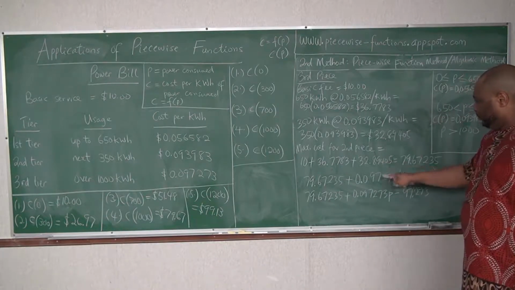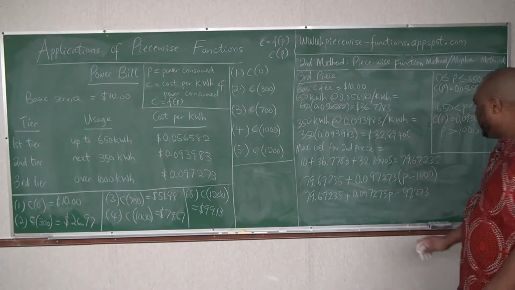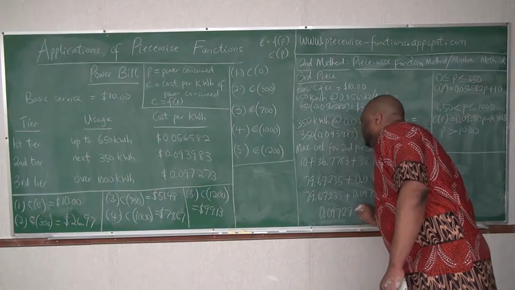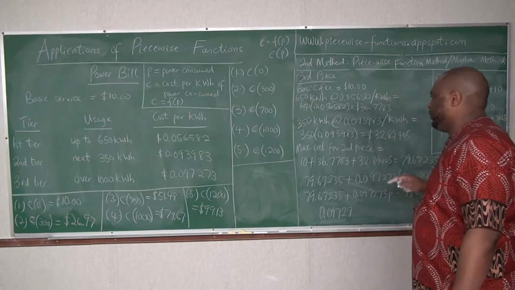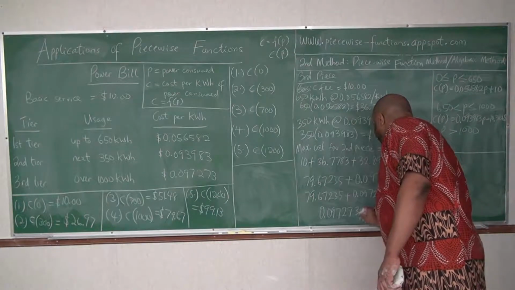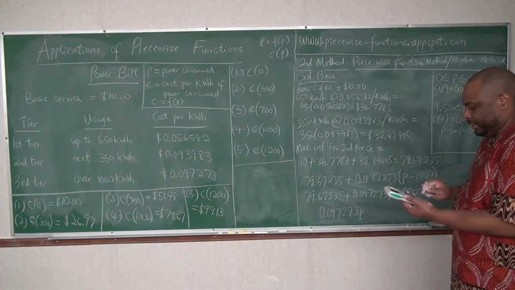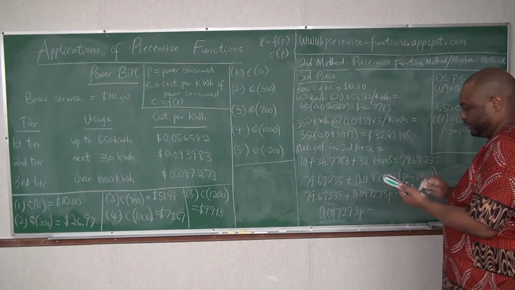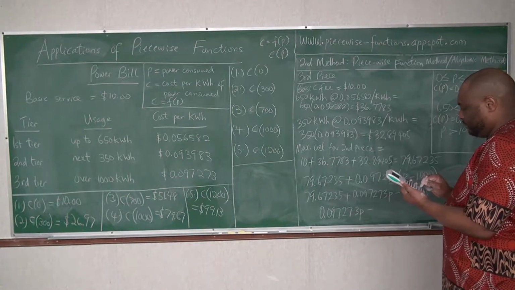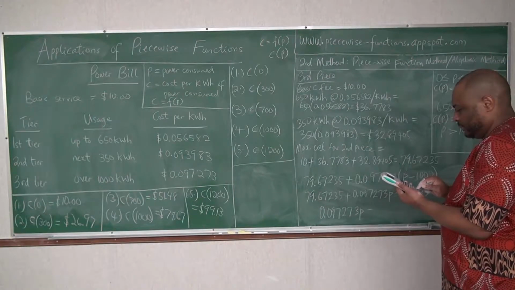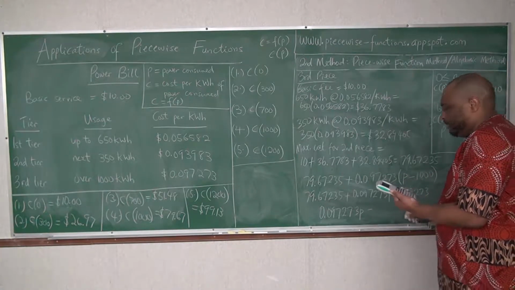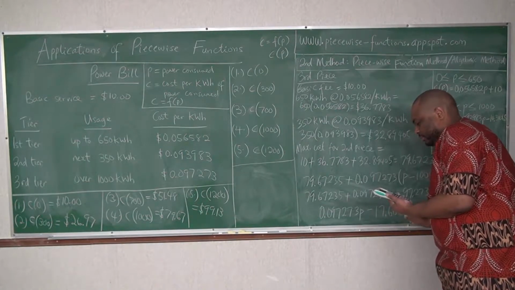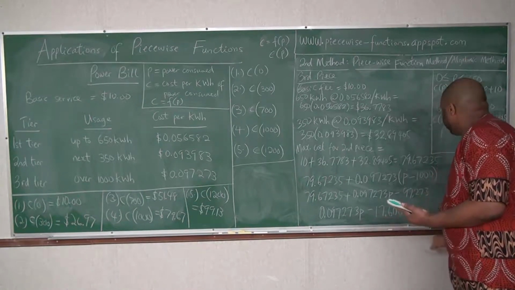97.273. Okay, so we now have 0.097273p minus, this will be minus, 79.67235 minus 97.273 minus 17.60065. All right, so this will be our cost here.